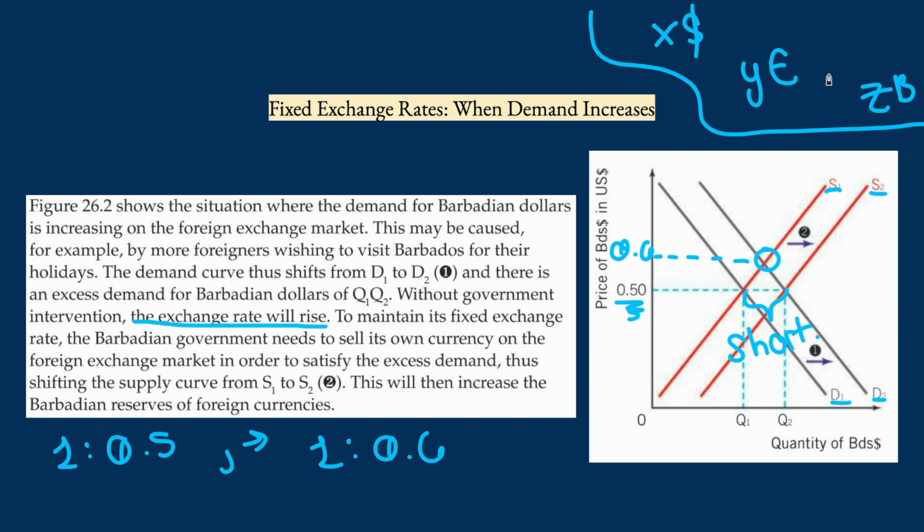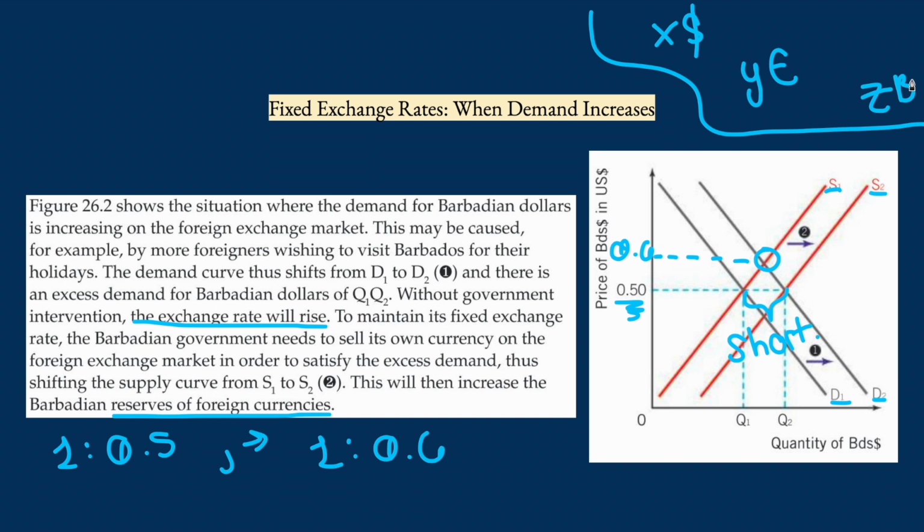And then also, because the other countries are paying in their own currency for the Barbadian dollars, the Barbadian government is going to be earning more foreign reserves. As we explained before, the reserves of foreign currencies can be gained in a bunch of different ways, but it's an aim for the government to earn a bunch of money in different currencies all around the world. And this is one of the ways that they can do it.